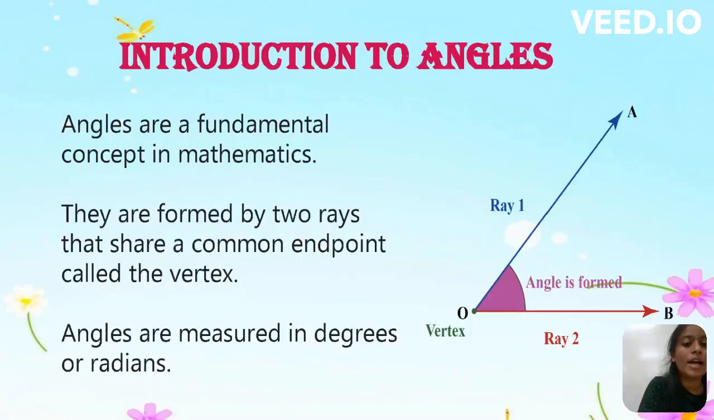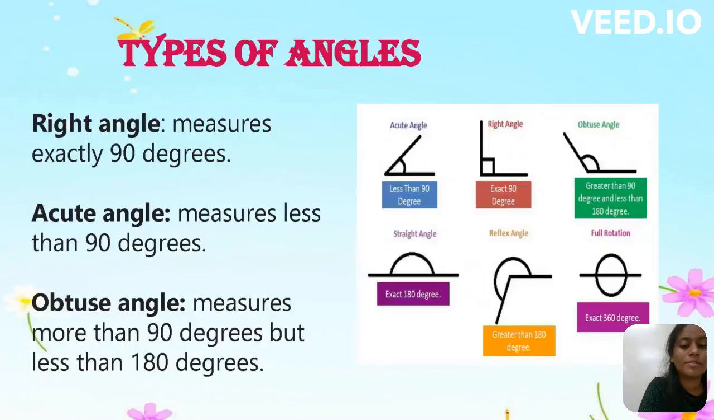Introduction to angles. Angles are a fundamental concept in mathematics. They are formed by two rays that share a common endpoint called the vertex. Angles can be measured in degrees or in the form of radians.